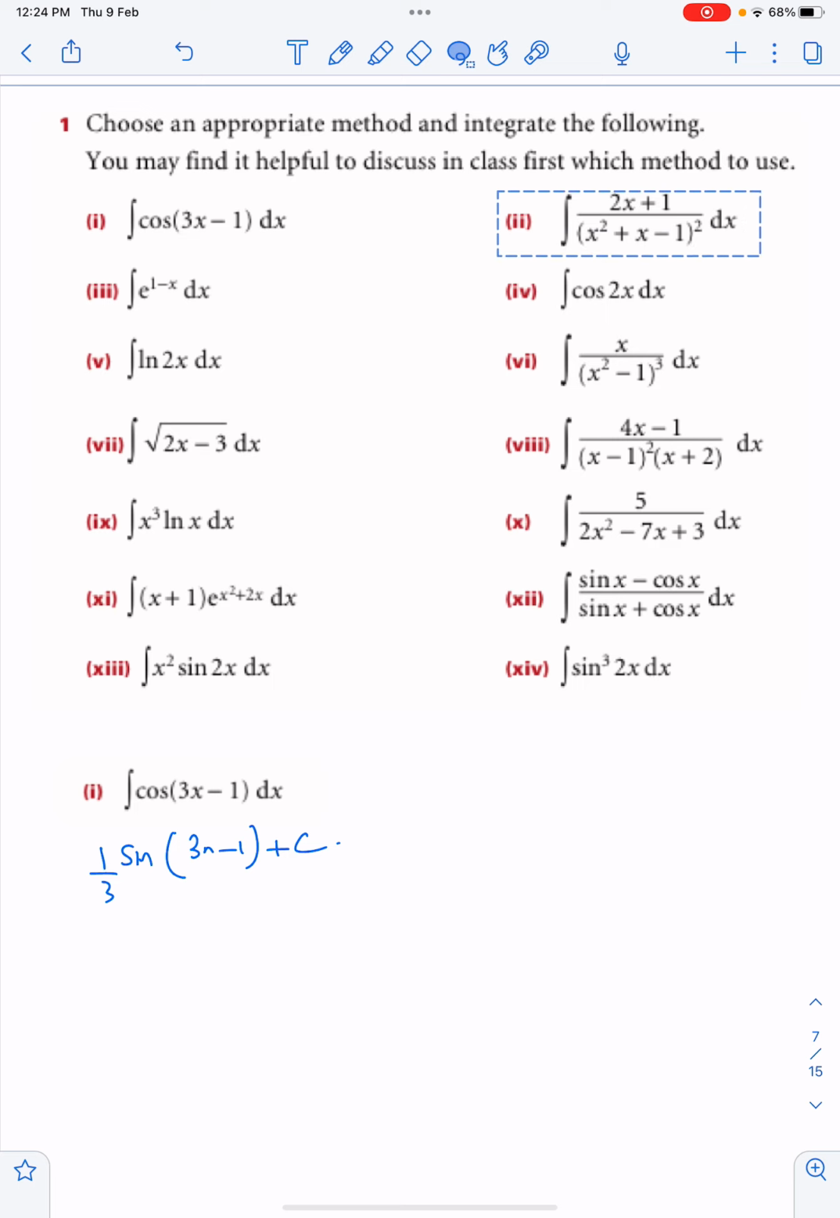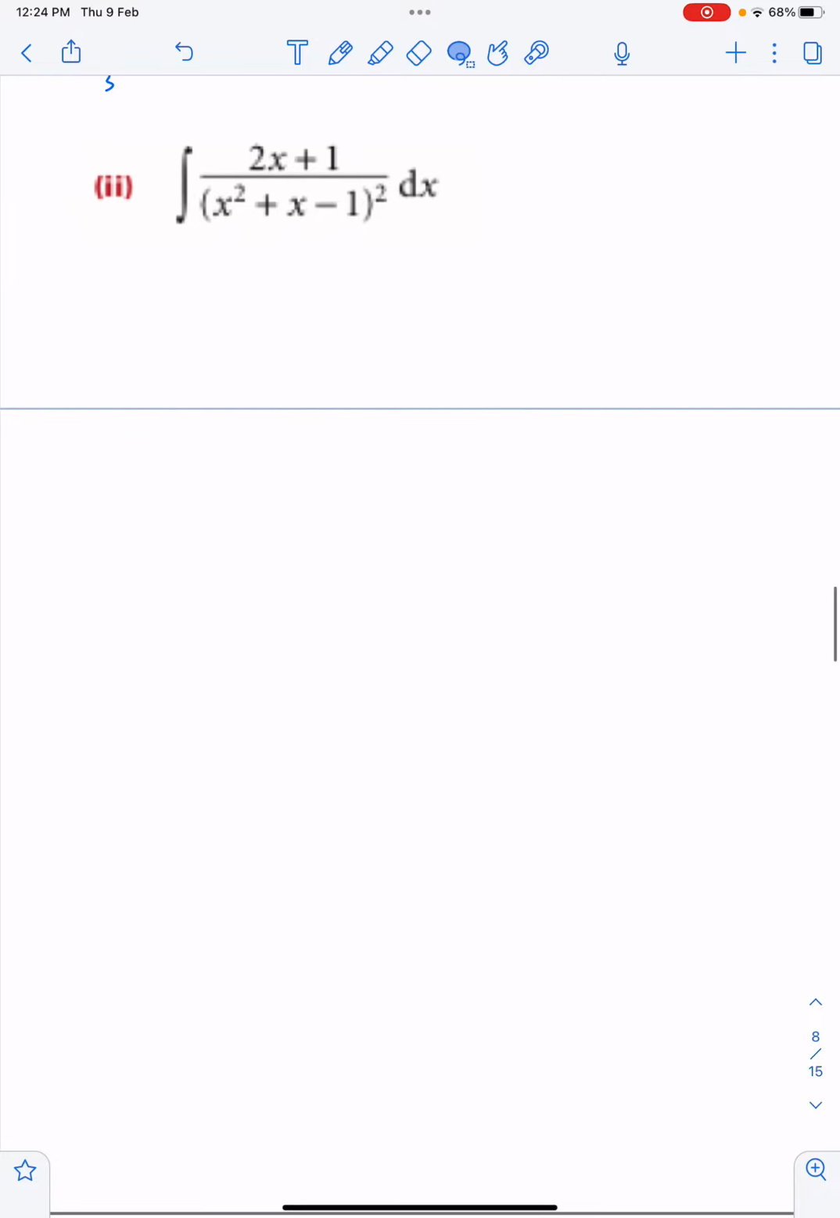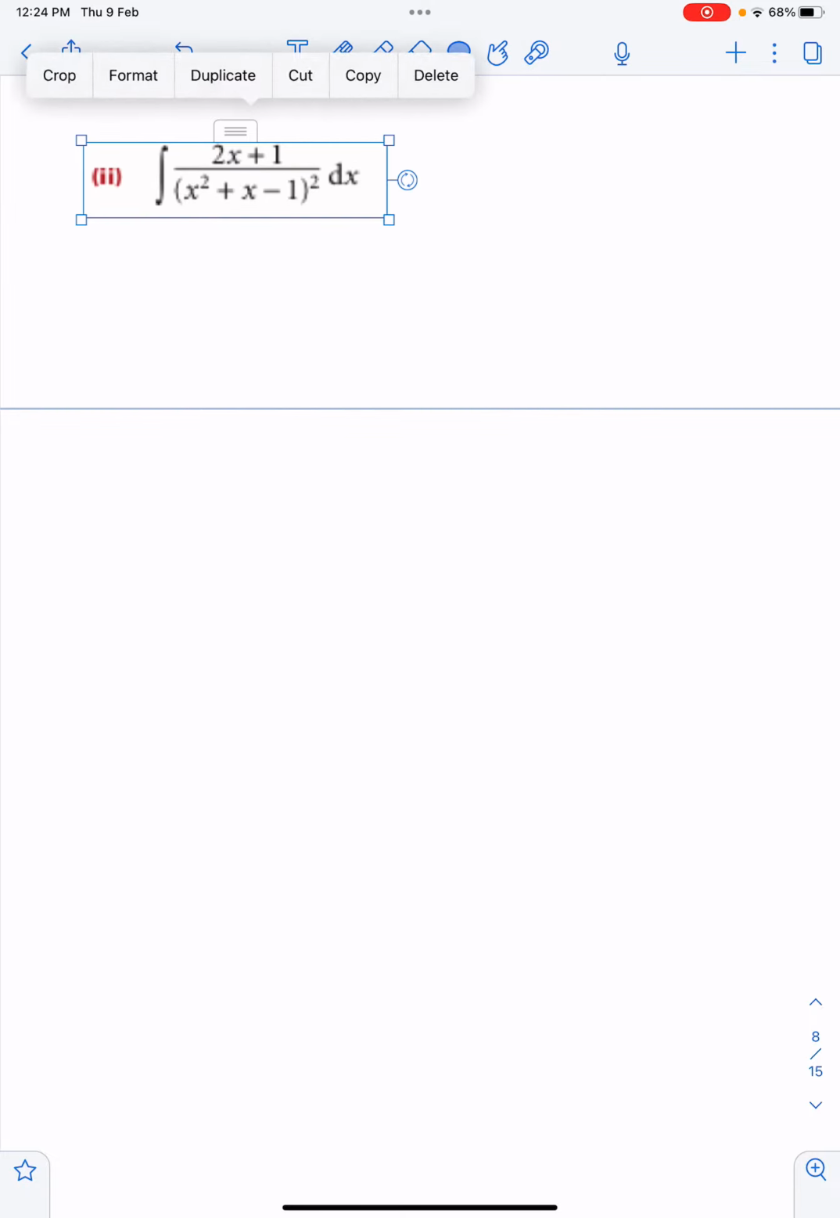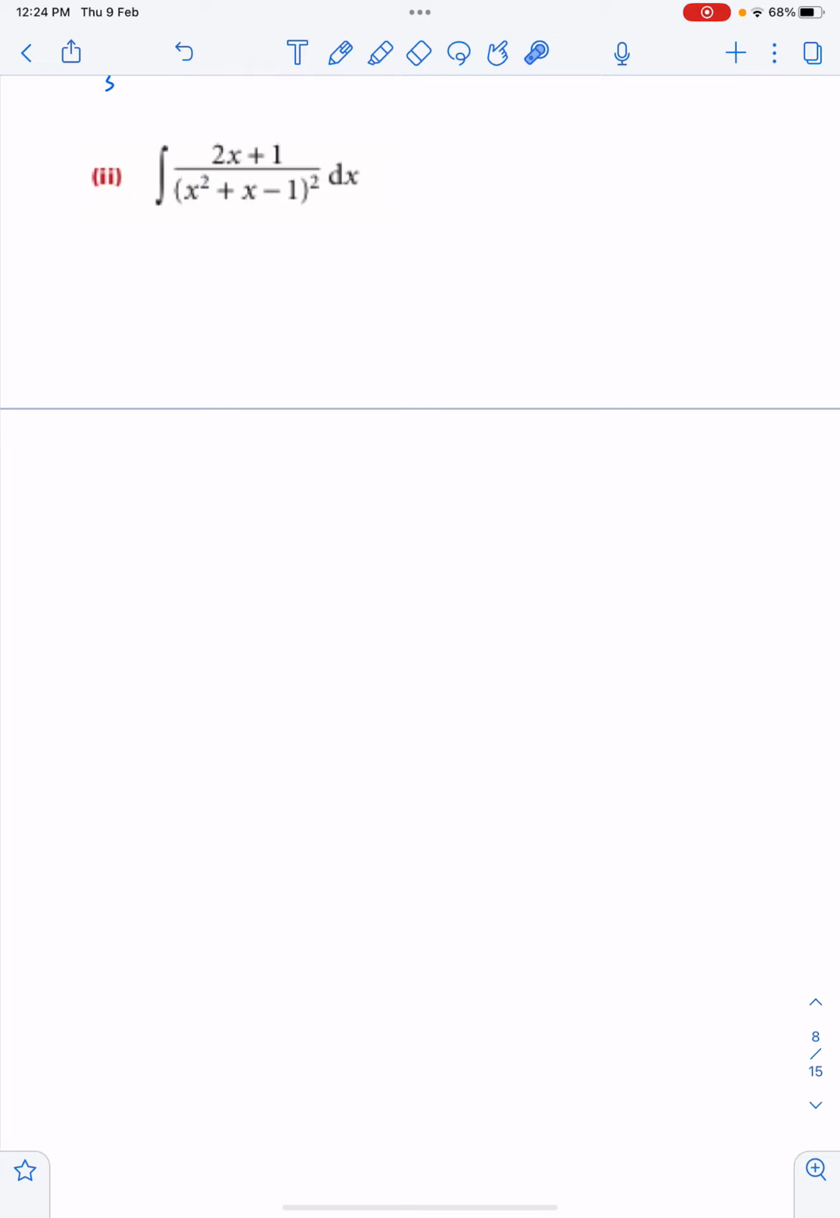Okay, the second one now. Okay, if you notice, when I'm going to differentiate x square plus x minus 1, I'll get 2x plus 1, which is found in the numerator. If the square was not there, you would just write ln x square plus x minus 1, because the derivative of this is found in the numerator. But since there's a square here, we can use substitution, and we can take u equals x square plus x minus 1. Du upon dx is going to be 2x plus 1. So dx, if you make the subject, it will be du upon 2x plus 1.